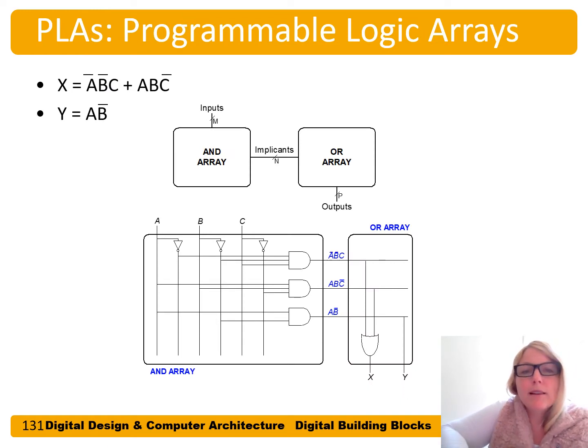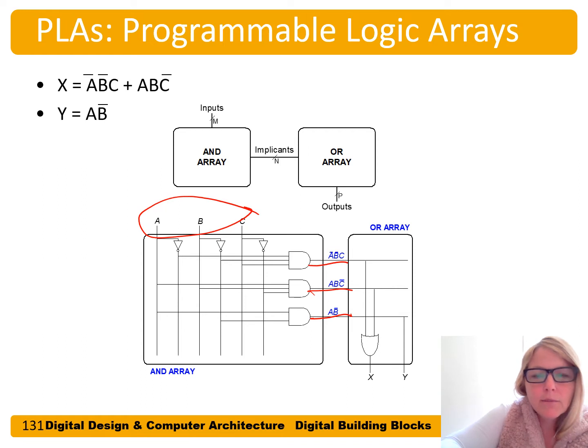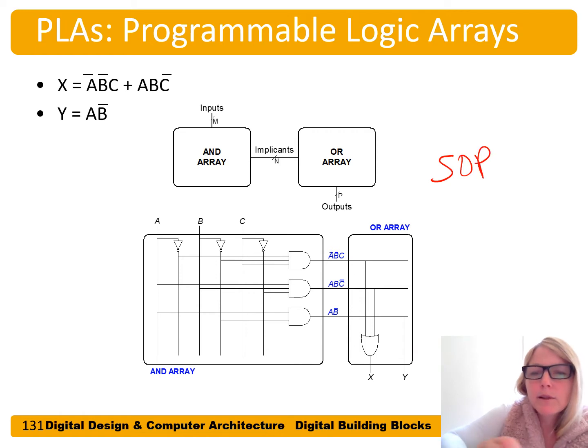Here's an example PLA, or programmable logic array. We have our AND array followed by our OR array. Our AND array computes the products, or implicants, and then we OR those together in the OR array. So here are our inputs A, B, and C, and those AND gates pick off some of those inputs, produce the implicants or product terms, and then our OR array ORs them together. So we can easily implement equations in sum of products, or SOP, form.